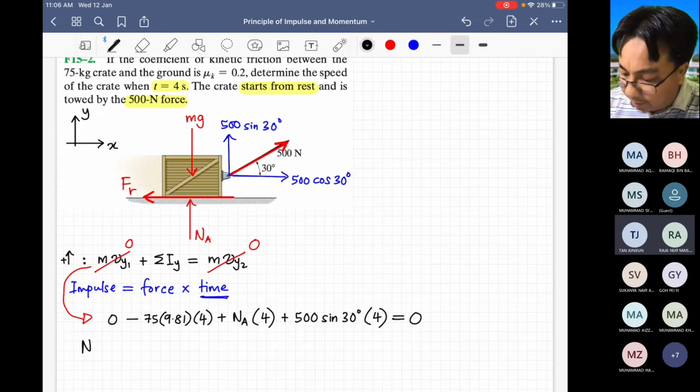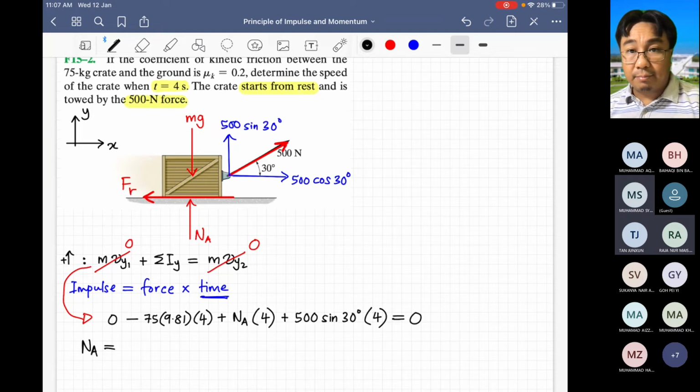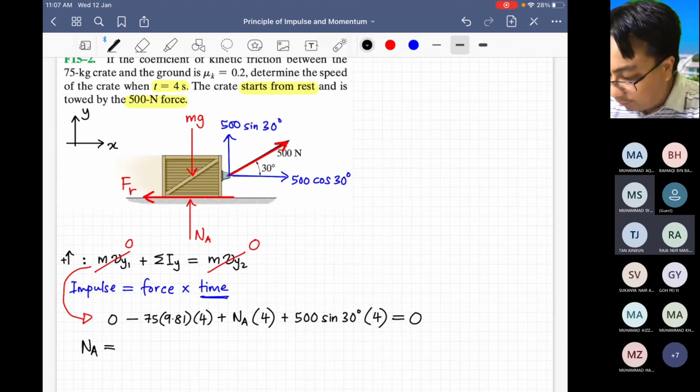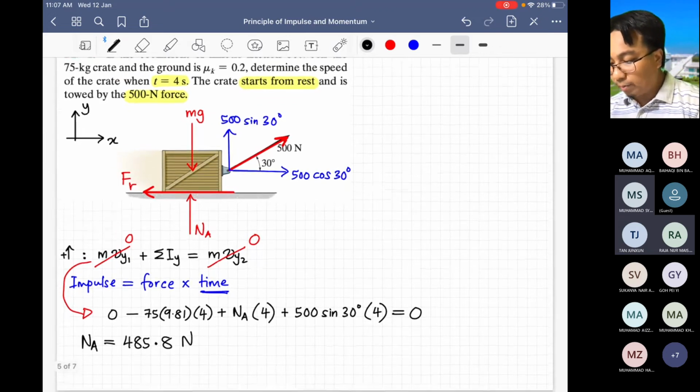So from here kita akan dapat NA sama dengan, when you calculate, check. Okay, NA sama dengan 485.8. Okay, please verify my calculation whether it is correct or not. 485.8 Newton. Ini value of NA, normal force.